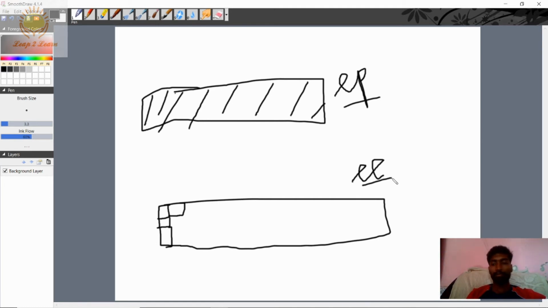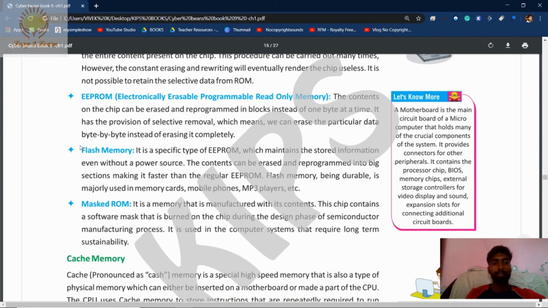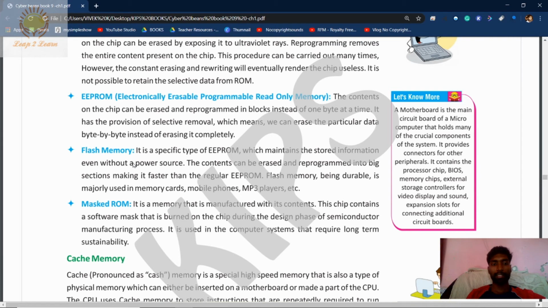Next is flash memory. With flash memory we can save information without a power source. RAM is already volatile. If power goes, whatever data is there will be removed. But in flash, without a power source, it can be stored. Example, our mobile phones and memory cards. Without a power source also, data will remain there only.